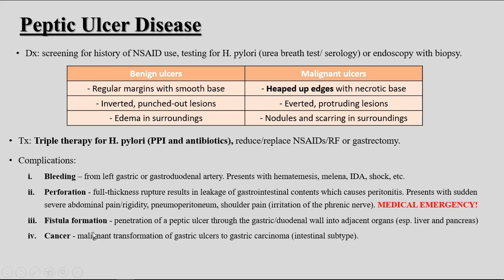Other thing is fistula. So fistula is when you have an abnormal connection between two organs. In this case, it would actually penetrate through the gastric or the duodenal wall into the liver or pancreas, which is again very immediately treated with surgery. And finally, you can have malignant transformation of the gastric ulcers. Like I told you, gastric ulcers have a very high risk of malignant transformation, and they cause gastric carcinoma, which is more commonly the intestinal subtype.